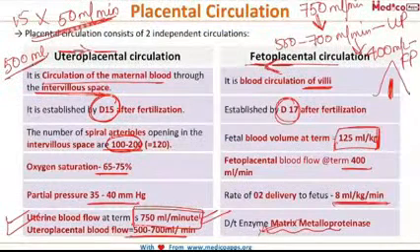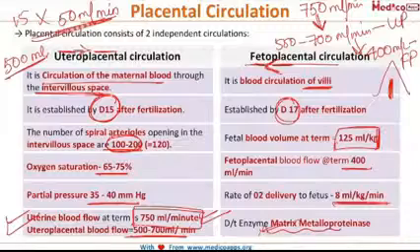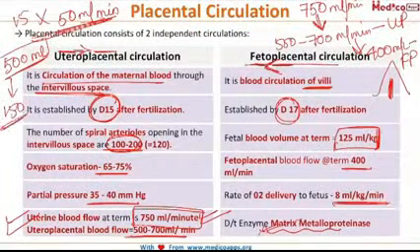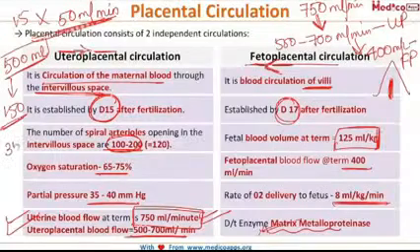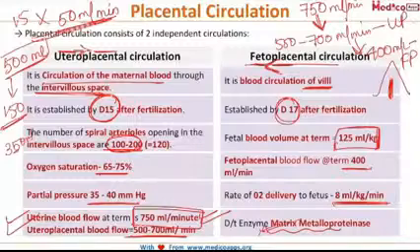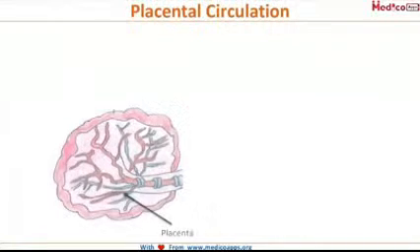The placenta weighs 500 grams at term, and it has 500 ml of blood at term. And this 500 ml of blood is divided into 150 ml of blood in the intervillous space and 350 ml of blood in the villus system. Now this blood in the villi is carried from and to the fetus through the umbilical arteries and the umbilical veins, and we'll study about them through this diagram.